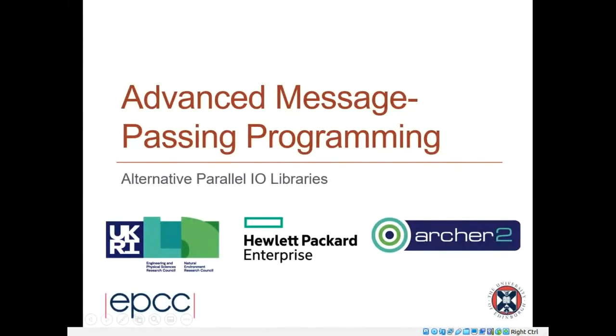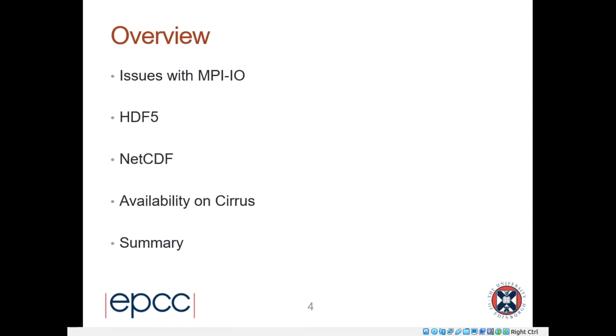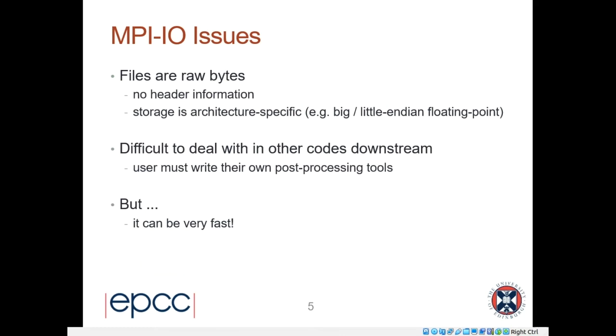The final lecture is just on alternative parallel I/O libraries. This is very brief, but just to give you some idea of what's available. So what are the issues with MPI-IO? Oh, I've got availability on 0, so that's a typo from my previous course. HDF5 and NetCDF in summary.